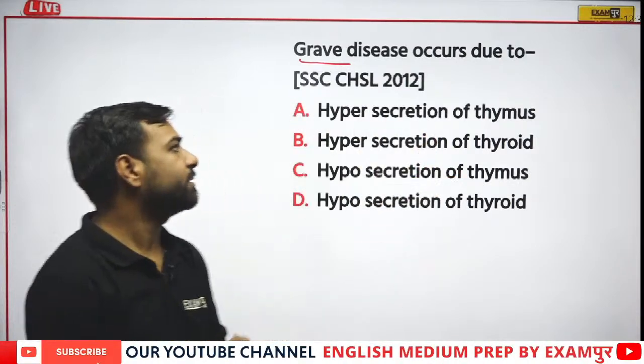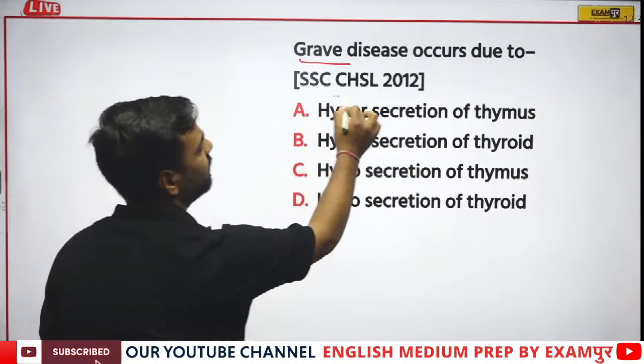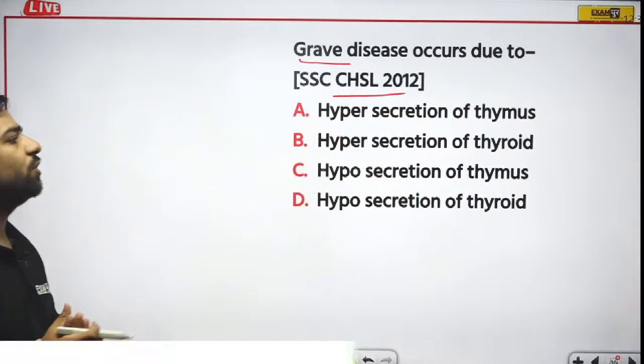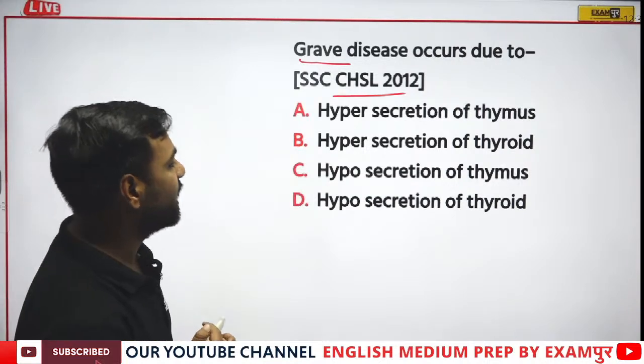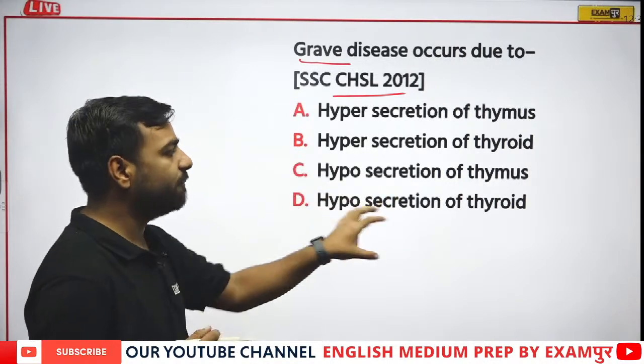Let's have a look at this question. This question is from CHSL 2012. Graves' disease occurs due to dash. Is it hypersecretion of thymus? Is it hypersecretion of thyroid? Hyposecretion of thymus or hyposecretion of thyroid?